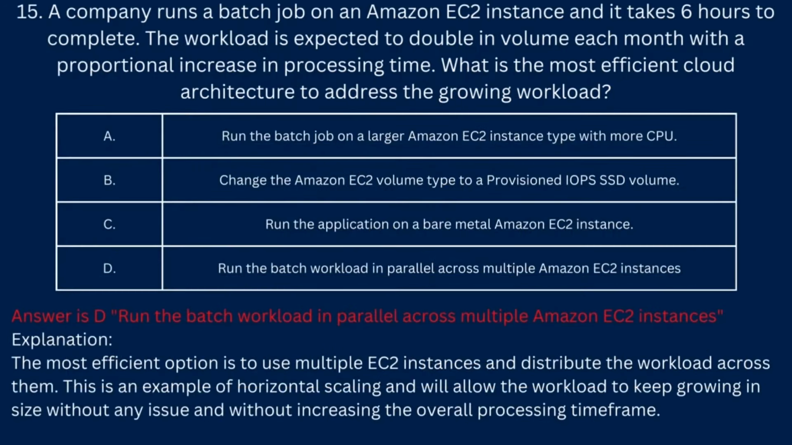The correct answer is D. Run the batch workload in parallel across multiple Amazon EC2 instances. Explanation. The most efficient option is to use multiple EC2 instances and distribute the workload across them. This is an example of horizontal scaling and will allow the workload to keep growing in size without any issue and without increasing the overall processing time frame.